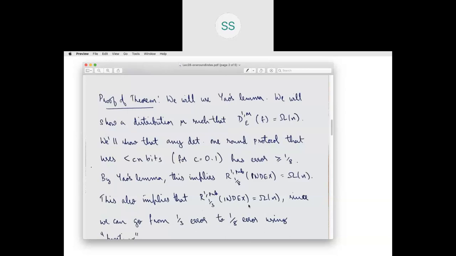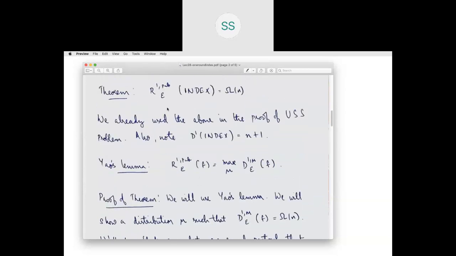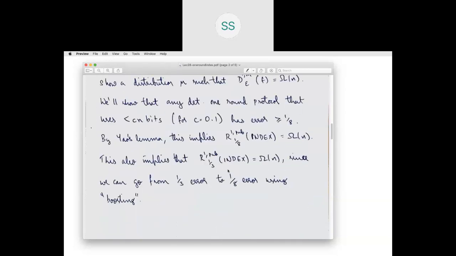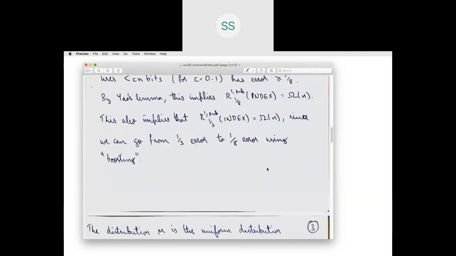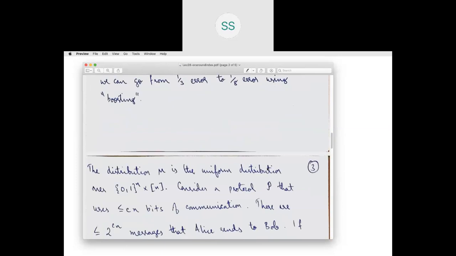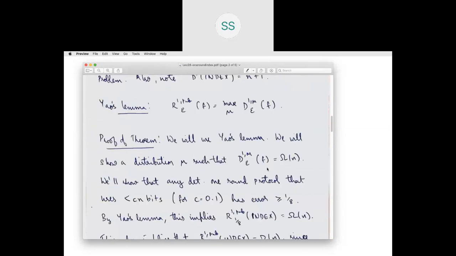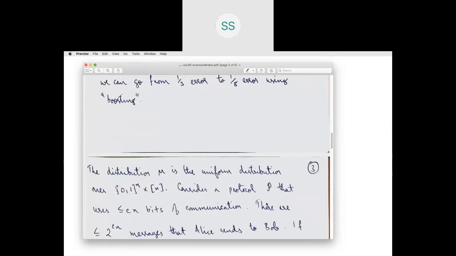So in fact, for any constant epsilon, any one round randomized protocol requires linear complexity. Fine. So what's the distribution? Again, we'll show a distribution where this is true. What is the distribution?